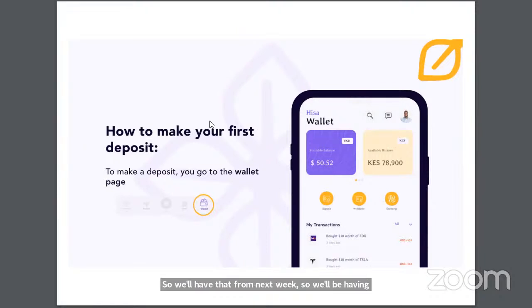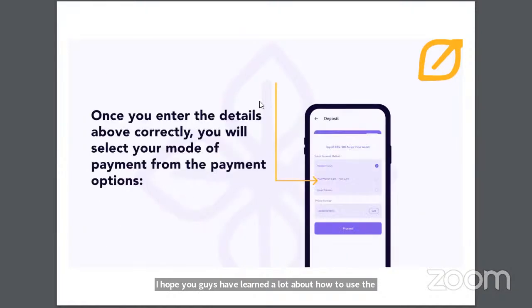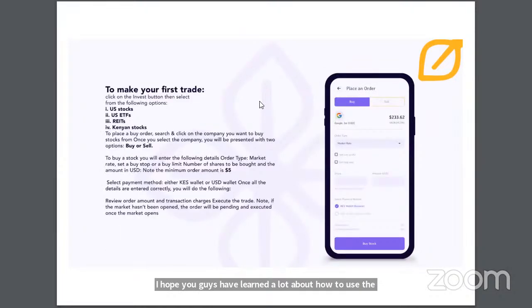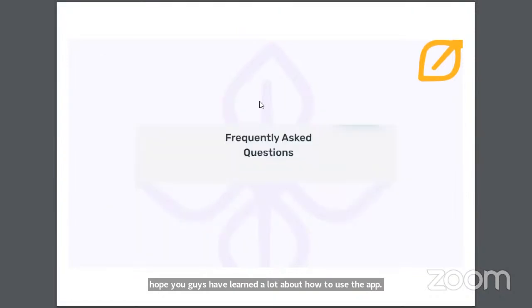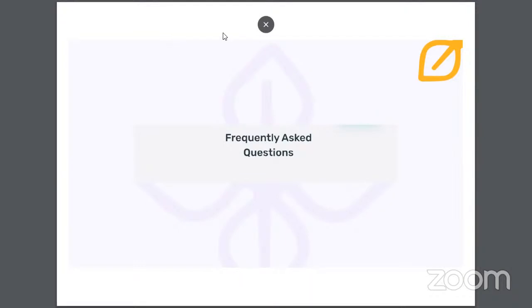And then on Thursday, remember, we also have the educational webinar. Our webinar on Thursday will be on portfolio management. I think that's it for me. You guys can ask questions before we call it a day. I hope you guys have learned a lot about how to use the app. Just type your question on the Q&A section.